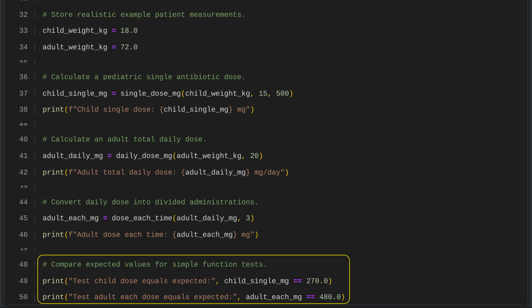The code performs basic validation checks for dose calculations. It confirms that the child's single dose equals 270 milligrams, and that the adult dose per administration equals 480 milligrams. These tests help ensure the calculation functions return the expected results.